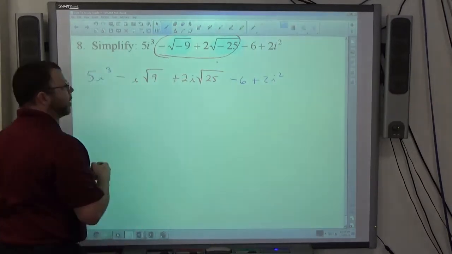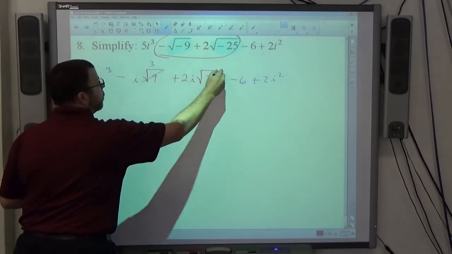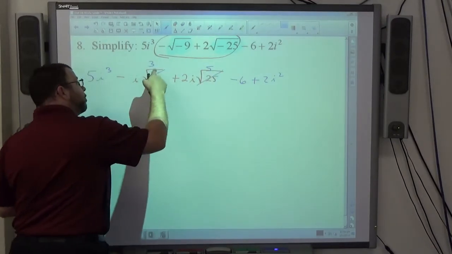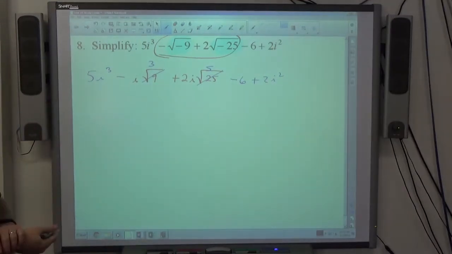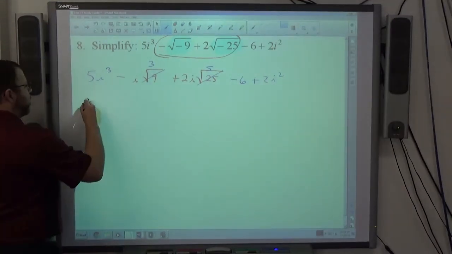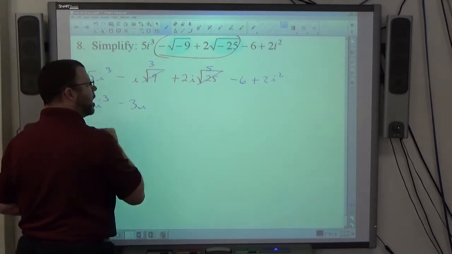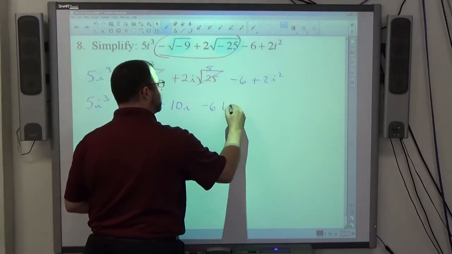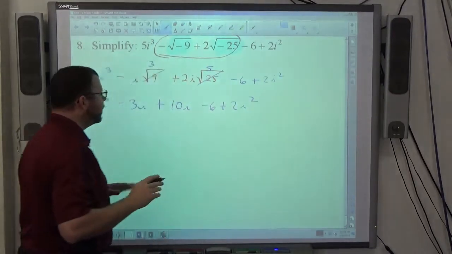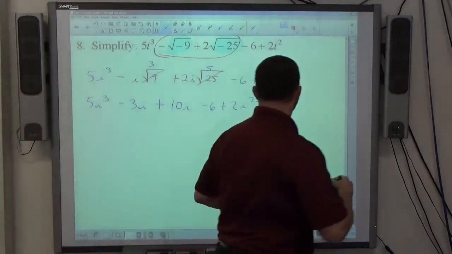The other thing about radicals is they can sometimes evaluate. The square root of 9 is equal to 3. The square root of 25 is equal to 5. 3 times this, 5 times this. So make sure that we're going to multiply those to get our result. So I'm going to get 5i cubed. I'm going to get minus 3i. I'm going to get plus 10i. I'm going to get minus 6 plus 2i squared. Get yourself down to this level every time before you start worrying about the i's to powers.